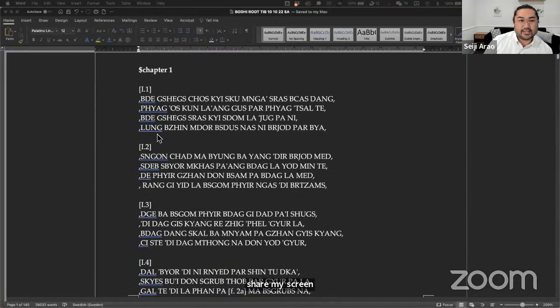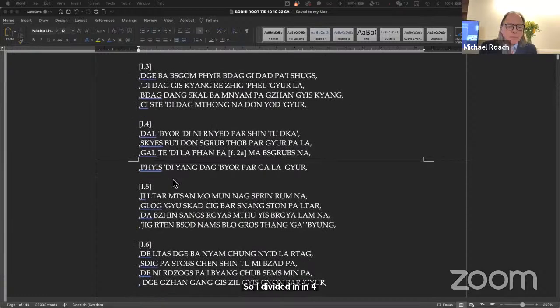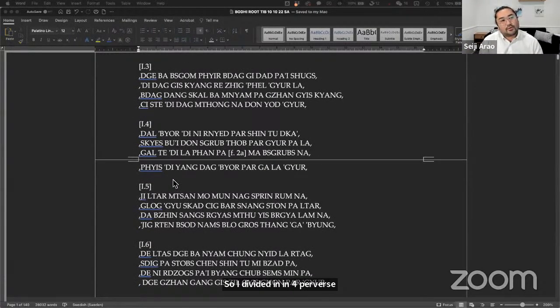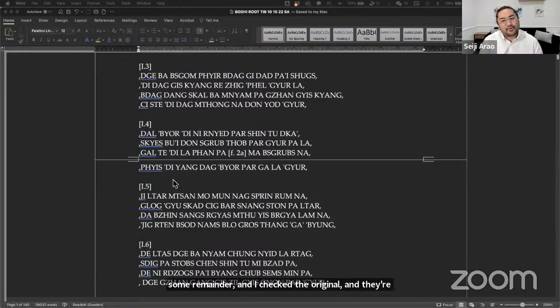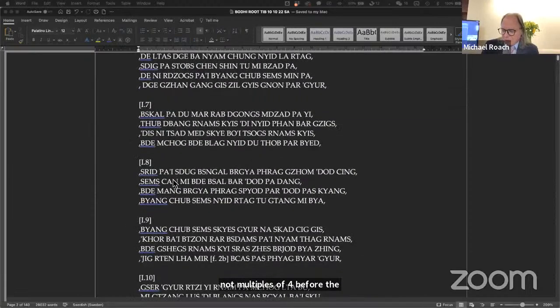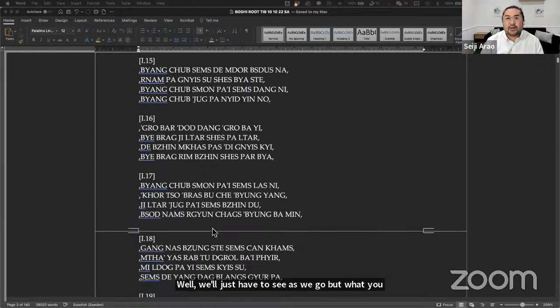So I divided it into exactly four lines per verse. Some chapters were not multiples of four. We had some remainders, and I checked the original, and they're not multiples of 4 before the giant chip. We'll just have to see as we go, but what you did will help. I don't know if I did something wrong.